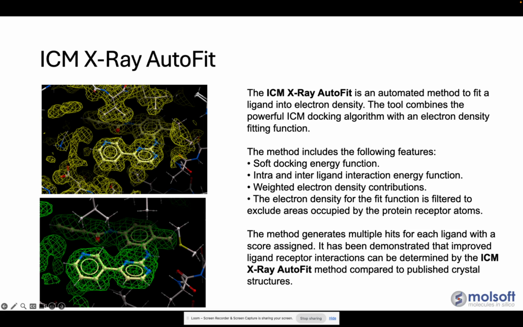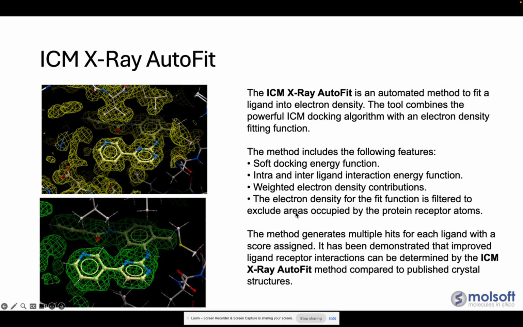And then there's electron density filtering to exclude protein receptor atoms. To prevent interference from the protein structure itself, the electron density used for ligand fitting is filtered. The step removes areas occupied by receptor atoms, ensuring that only relevant density is considered for ligand placement.